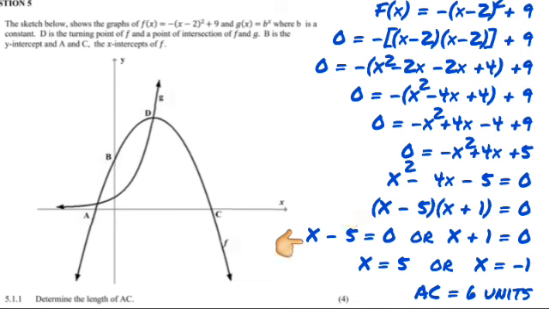Either way, we are left with x minus 5 is equal to 0 and x plus 1 is equal to 0. Take the numbers to the other side. I'm left with x equals 5 and x equals minus 1. So to get the length of AC, you simply count with your fingers from minus 1 to 5. Remember, in your counting, you're not including minus 1. You start your counting with 0 up to 5. That's going to give you 6 units.